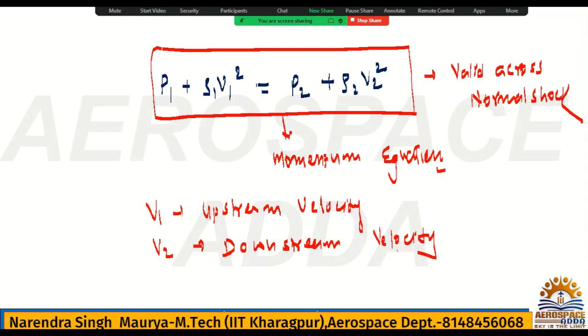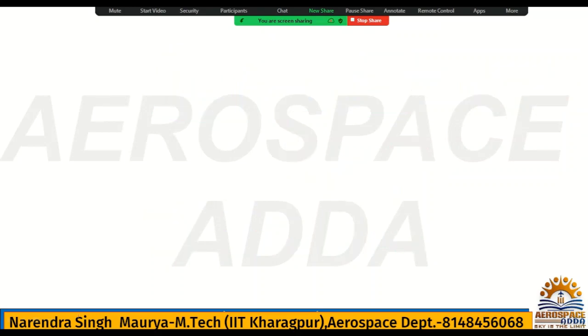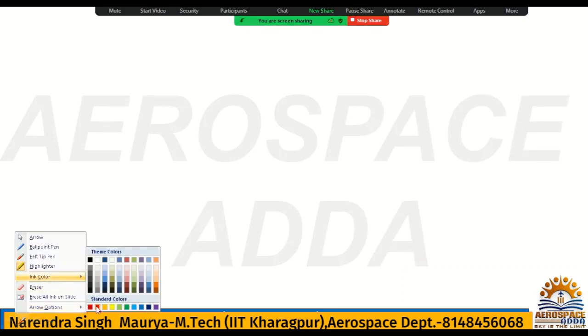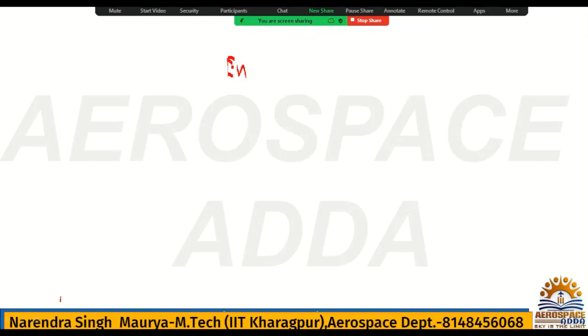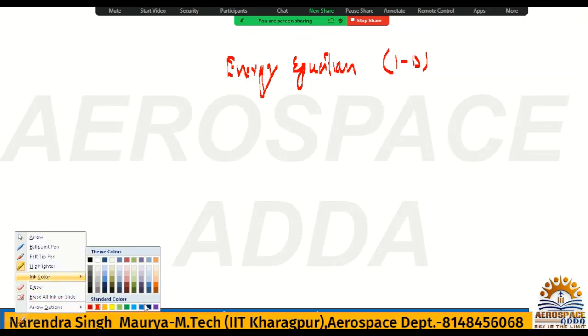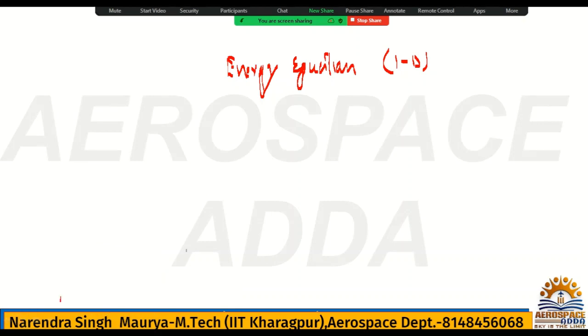Remember this. Similarly, you can write the energy equation. I will not go for the derivation, I will just write it. This is the 1D energy equation. This is similar to what we had seen for compressible flow, because shock is also a compressible flow. It's not incompressible, it's compressible. So for compressible flow, I had given the energy equation.